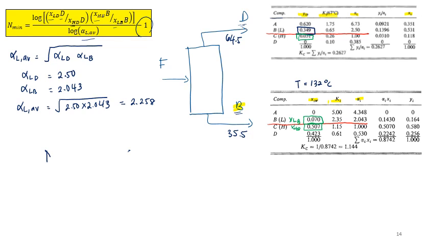And I'm just going to give you the final answer. The minimum number of theoretical stages is 4.404 trays. Okay, if I want to be more explicit, I'm just going to put excluding reboiler. Okay, see if you get the same answer.